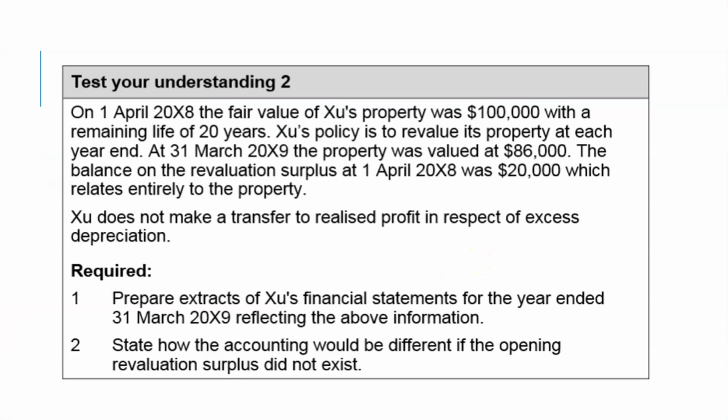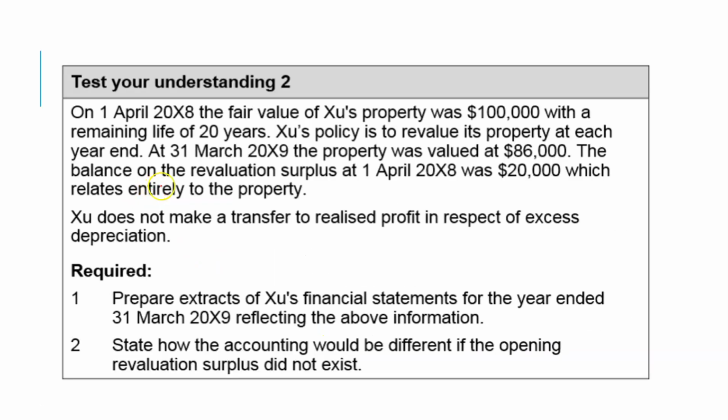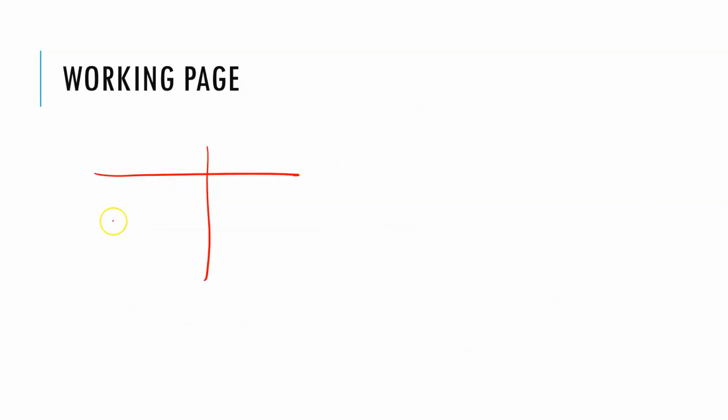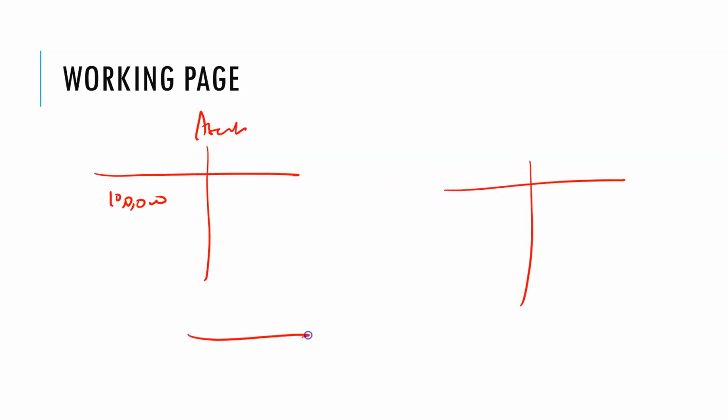Then the next question says to show what would have happened if the revaluation surplus did not exist. So really, what we would have simply had was a scenario where you had the asset at 100,000. Accumulated depreciation would have been 5. Now we know the net book value is 95.